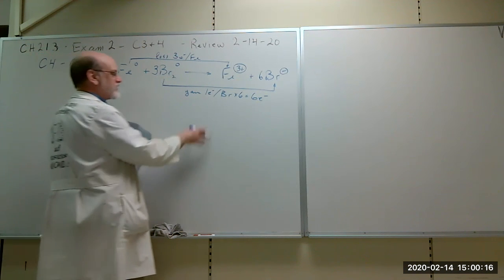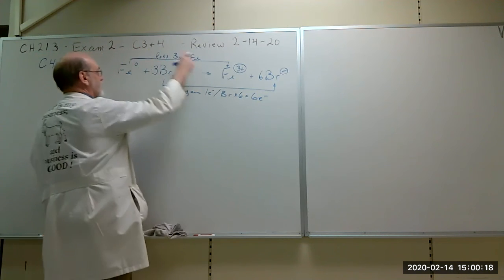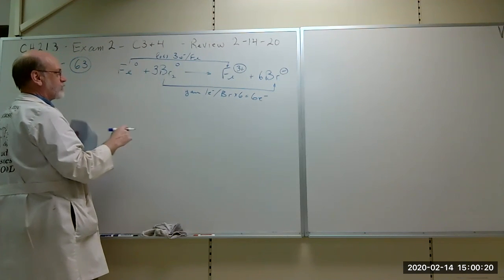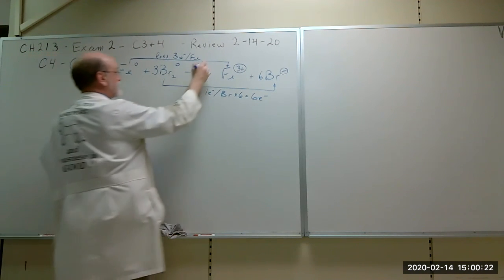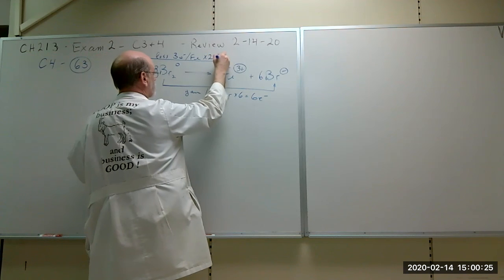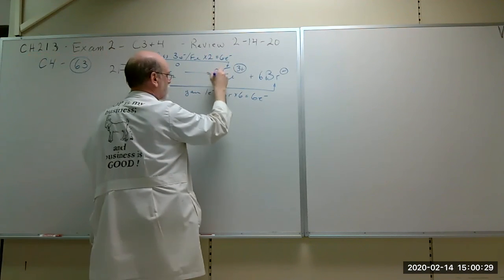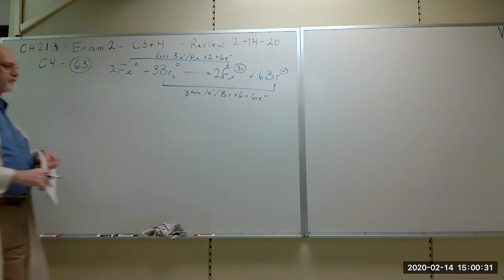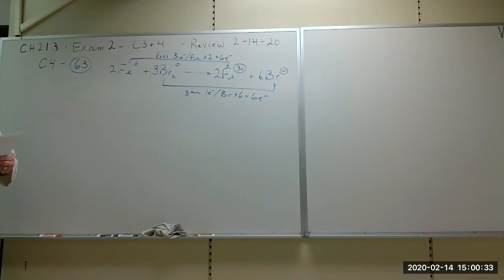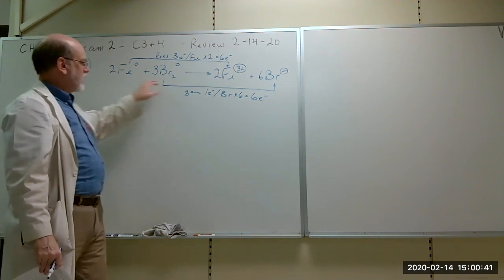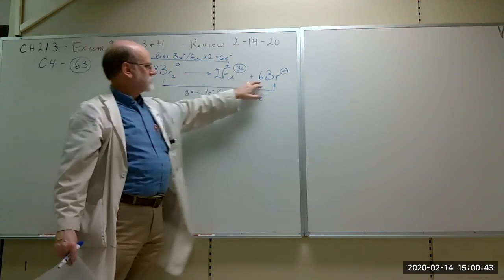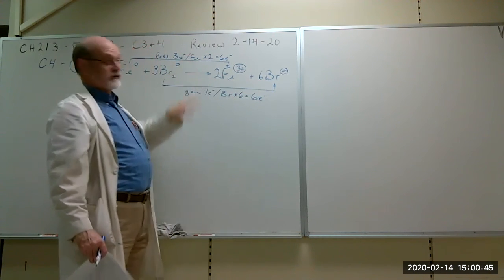Okay, now that we've got 6 electrons here, we've got to have 6 electrons here. So how do we do that? We really only need to multiply it by 2. That means 2 here and 2 here. And then you can check: 2 irons, 2 irons, 6 bromines, 6 bromines, and the electrons balance.